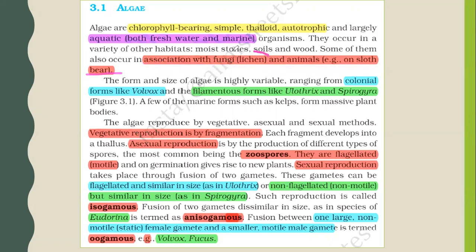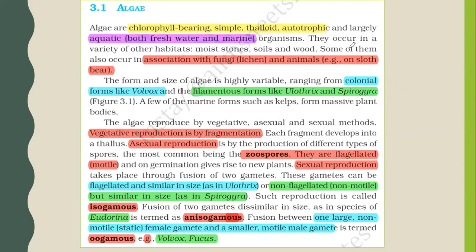That is, association of algae with fungi is lichen, and association with animals is known as sloth bear. It is an important statement for your NEET exam. So you have to understand that they are chlorophyll-bearing, simple and thalloid structures.